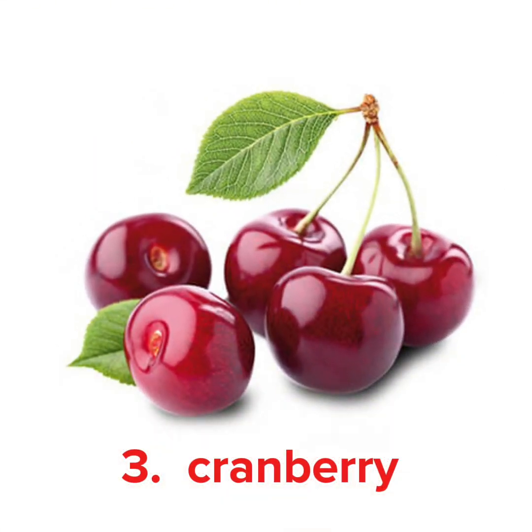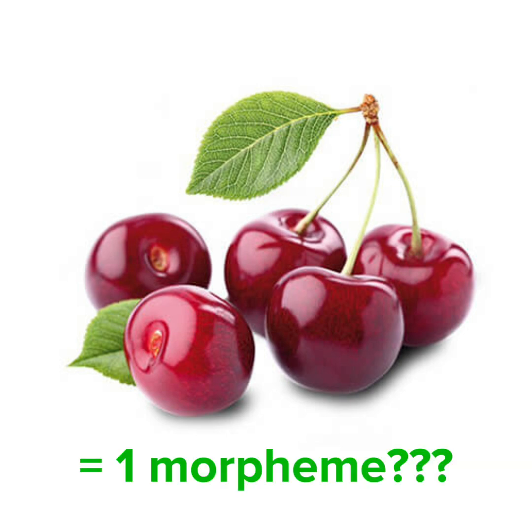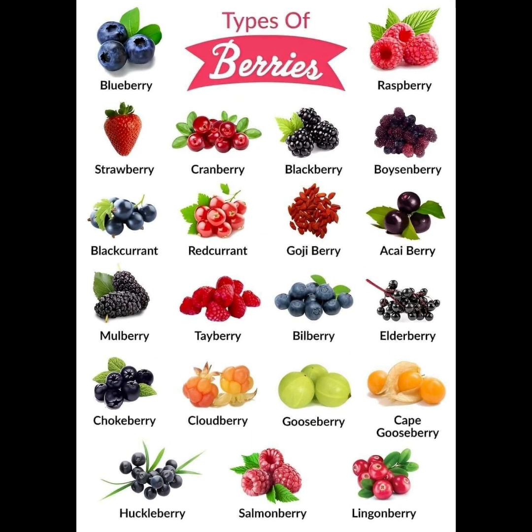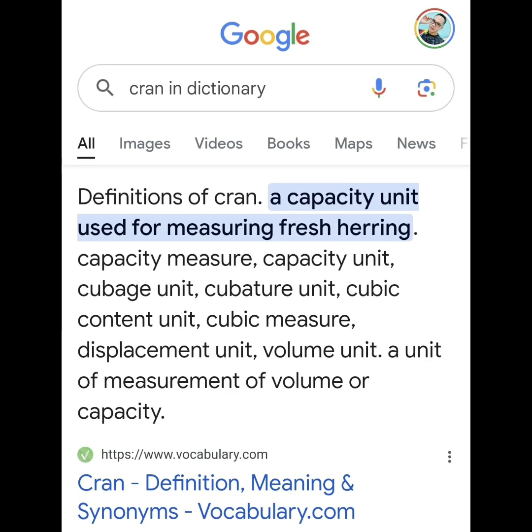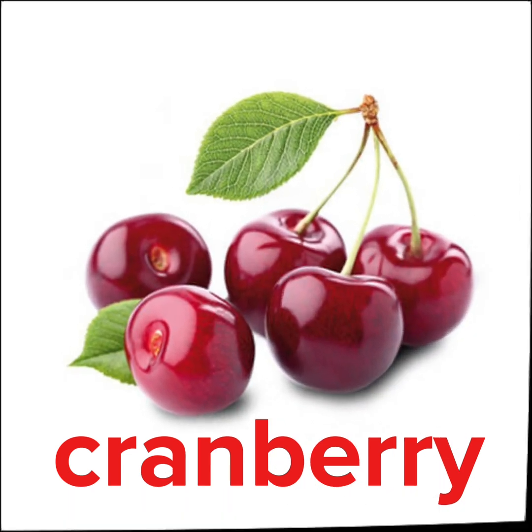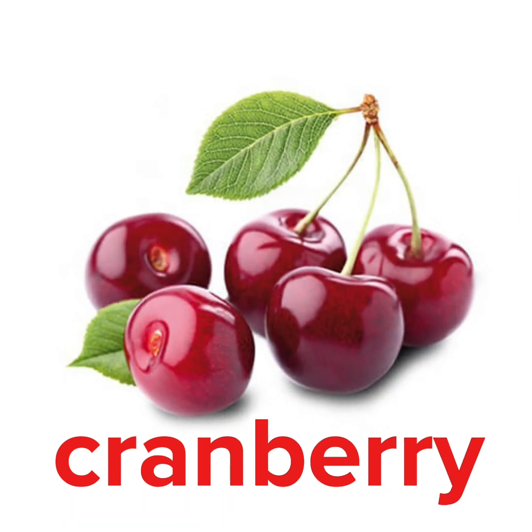What about cranberry? Cranberry is a bit of a weird word because it has just one morpheme. So first of all, you can isolate the berry, and that's pretty clear. We all know how to define that, but we're left with this cran form, and it's very difficult to define. If you look this word up in the dictionary, you might notice that it actually refers to a quantity of fish, but that is not widely used. So cranberry has just one morpheme.